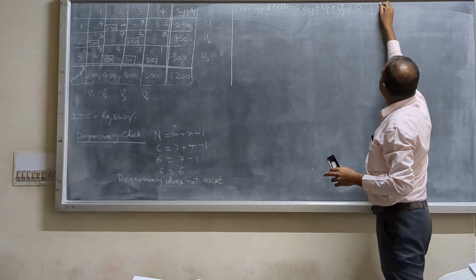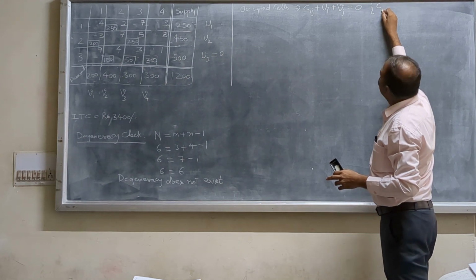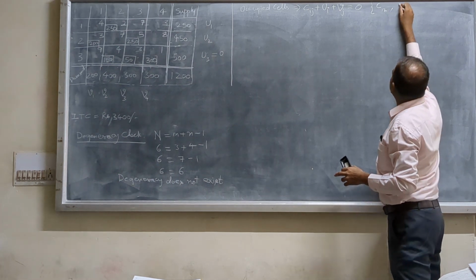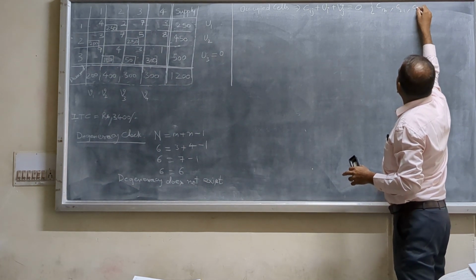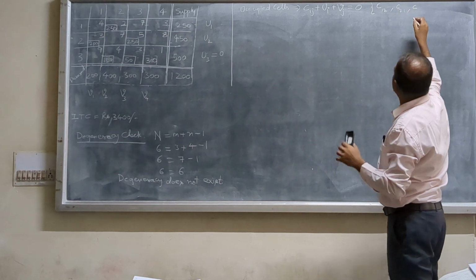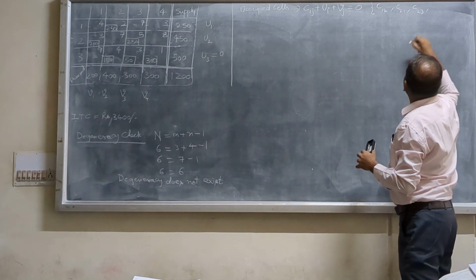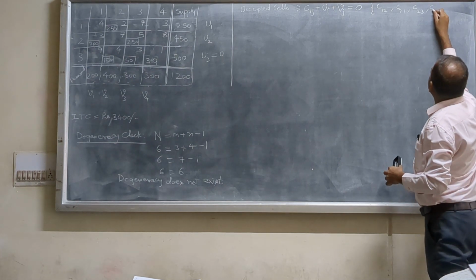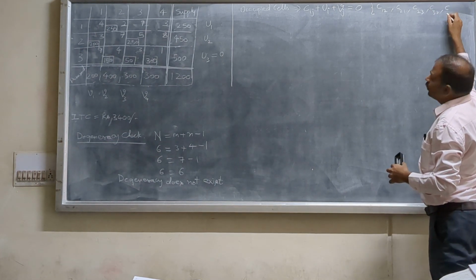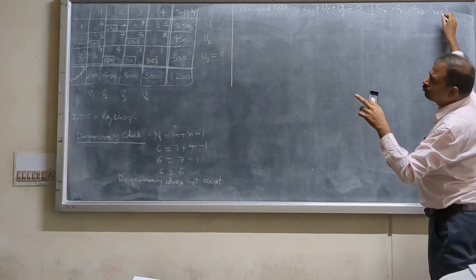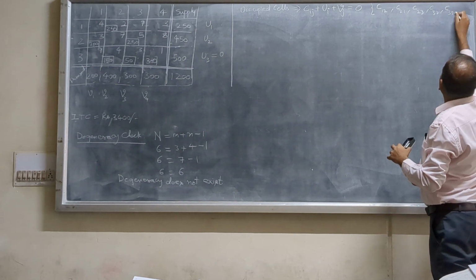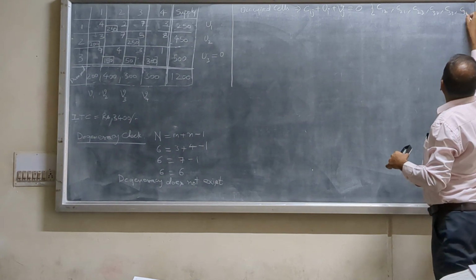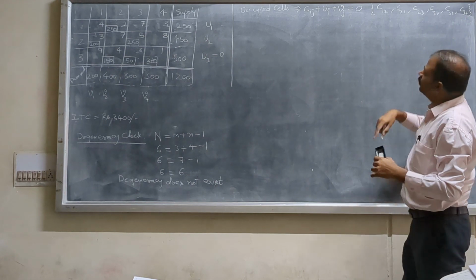The cells are: first row, second column; second row, first column; second row, third column; third row, second column; third row, third column; and third row, fourth column. These are the cells.